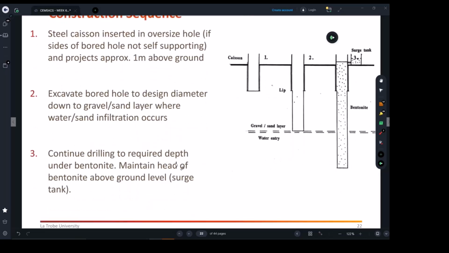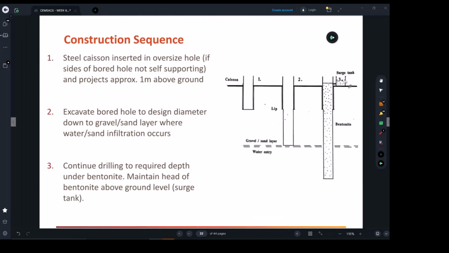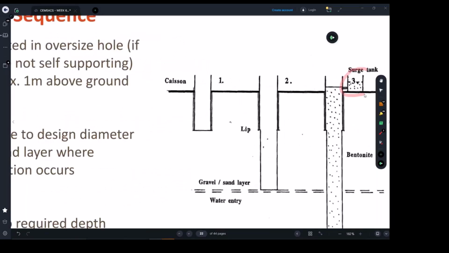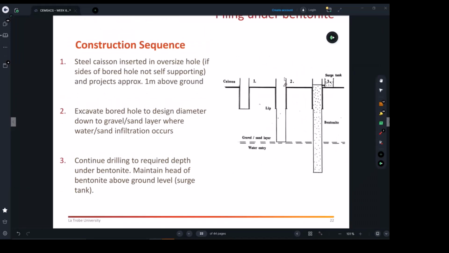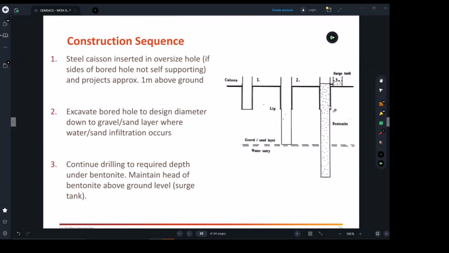So what we're going to do next, we will continue drilling to the required depth under bentonite. At this level, before you start digging into the water table, you will start placing the bentonite product, that gel material. That's number 3. They say to maintain the head of the bentonite above ground level. So you can follow these numbers in line with the numbers shown on the graph.